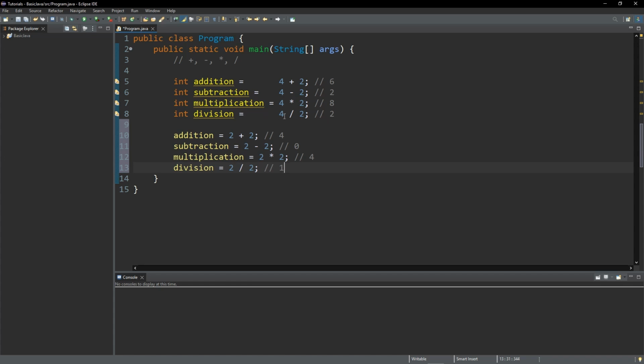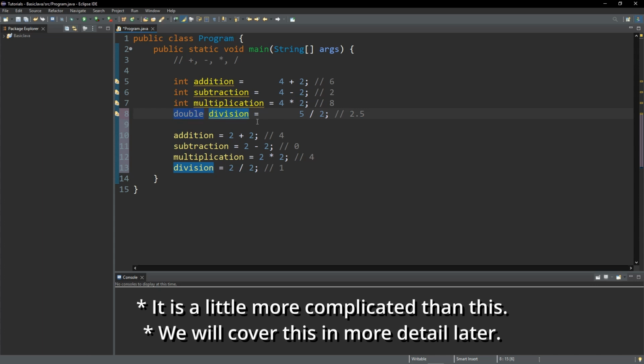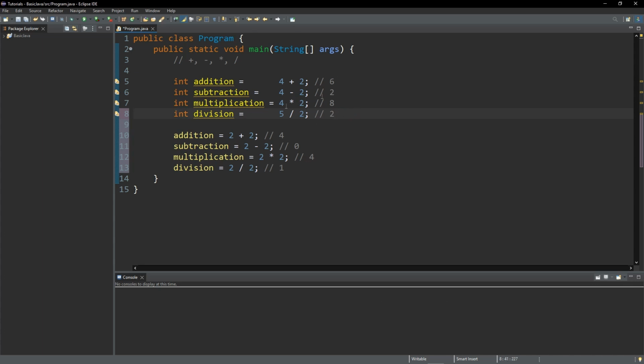Now, let me go over this as well, if you really did want to store 2.5 into division here, you would need to change division to a double. So now 2.5 is going to be stored properly into division. However, remember that if you put an integer here, then it is going to chop off that decimal point.